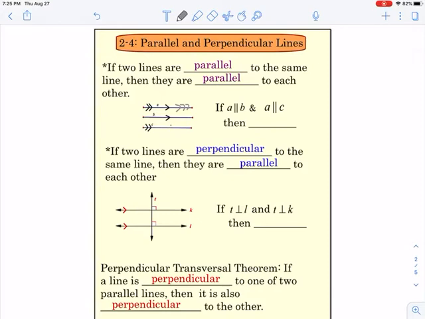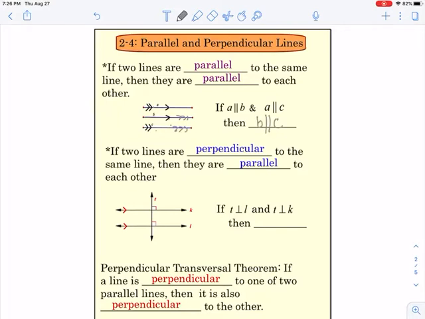Congruent. Not congruent, I'm sorry. I have the wrong one labeled. Sorry. It's getting late. If A is parallel to B as denoted, and if A is parallel to C, that means that B has to be parallel to C as well.